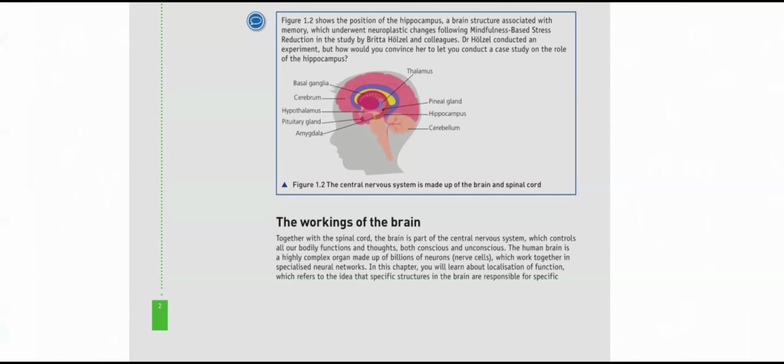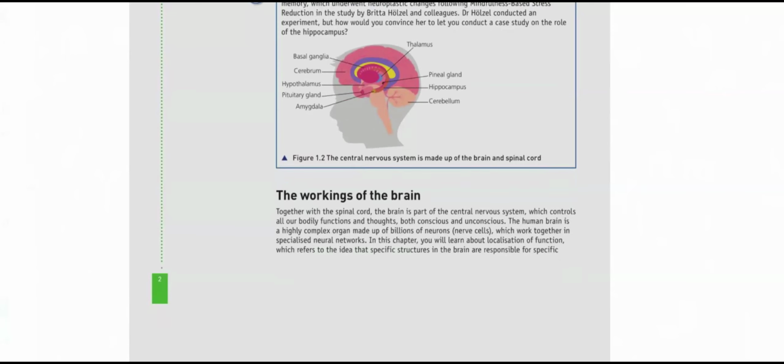So, the workings of the brain. Together with the spinal cord, the brain is the part of the central nervous system which controls all our bodily functions and thoughts, both conscious and unconscious. The human brain is a highly complex organ made up of billions of neurons which work together in specialized neural networks.